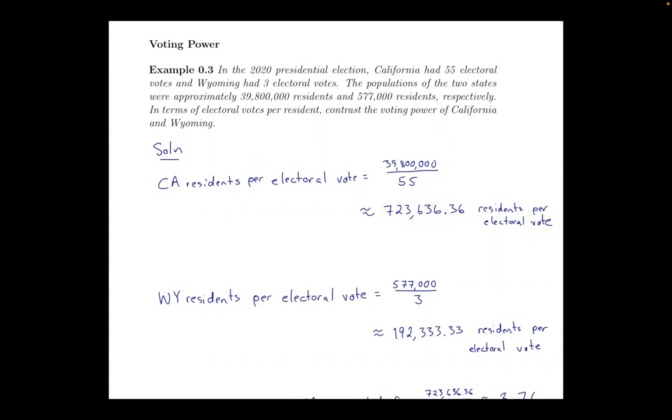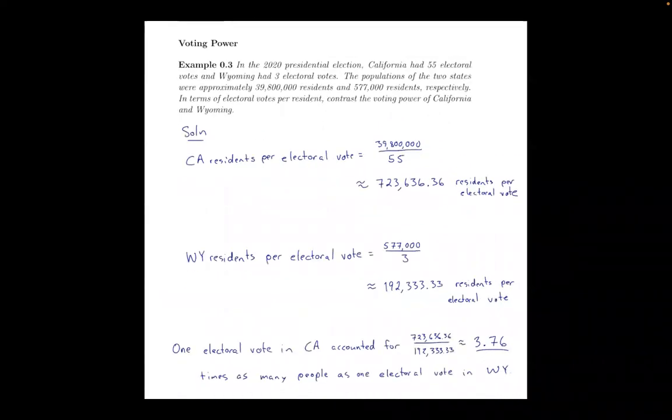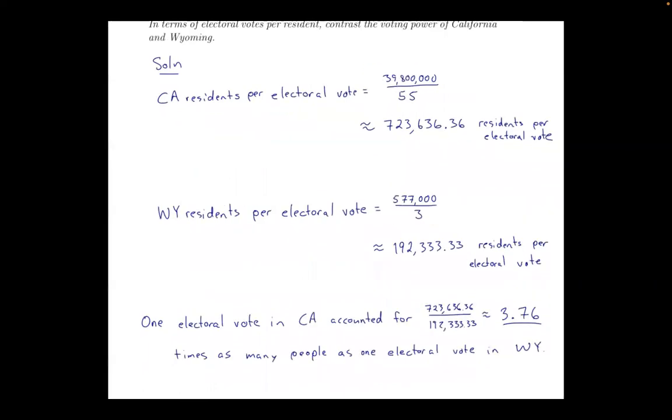Now, on the other hand, let's look at Wyoming's residents per electoral vote. Wyoming had 577,000 residents in the 2020 election. They had 3 electoral votes in the 2020 election. And so their residents per electoral vote comes out to 192,333.33 residents per electoral vote. So again, let's put that number in context. For each electoral vote that comes from Wyoming, that electoral vote comes from 192,000 voters.